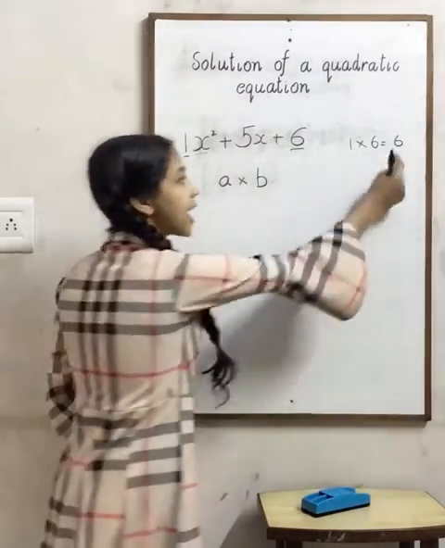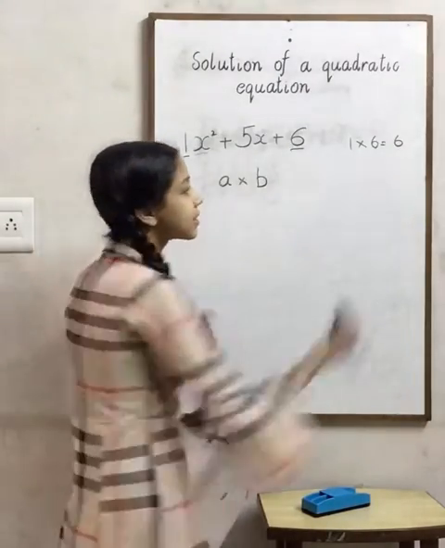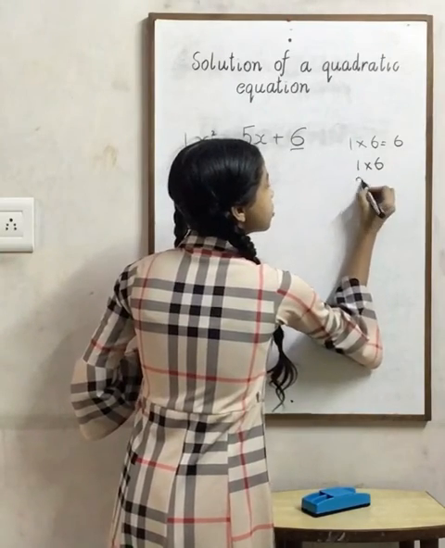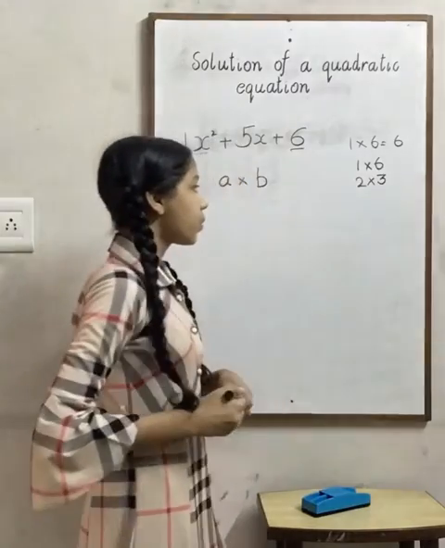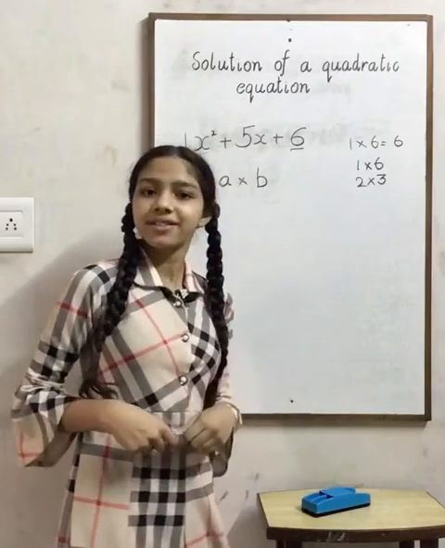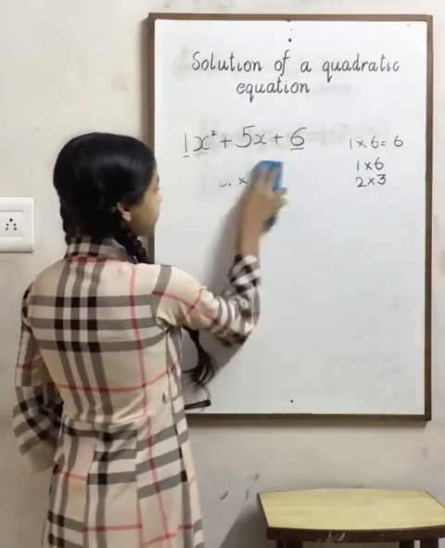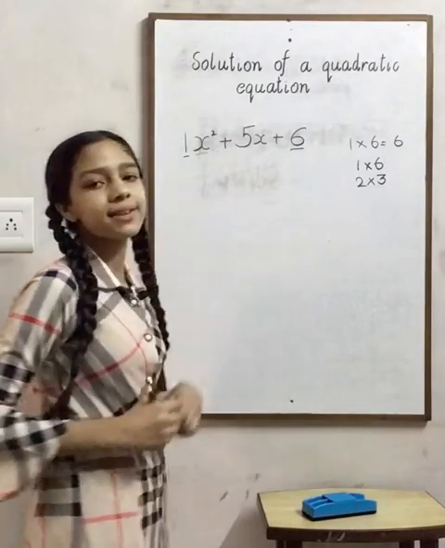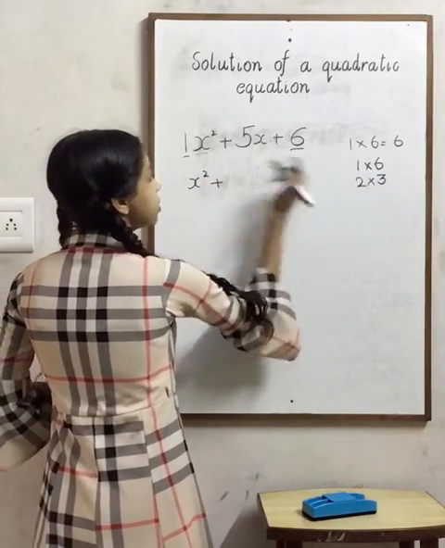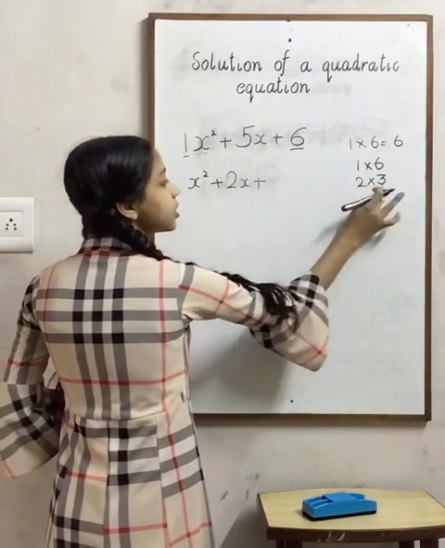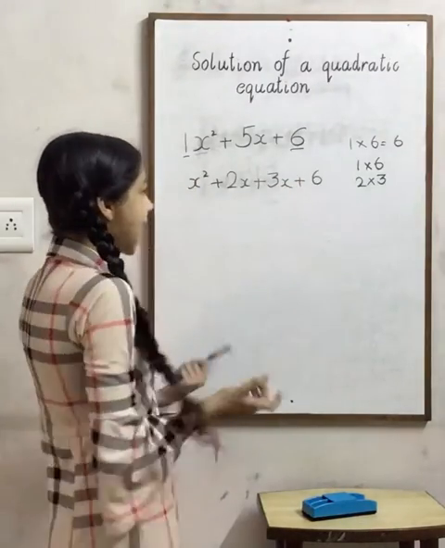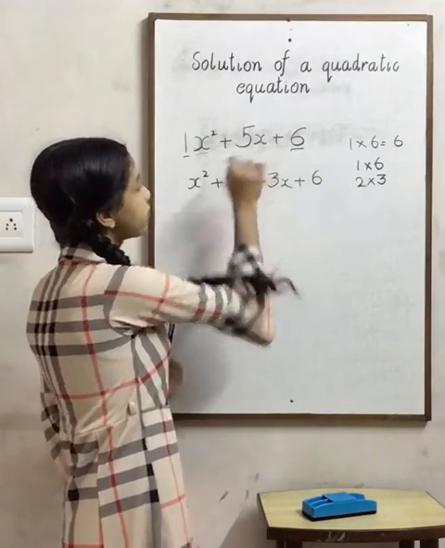So let's find the factors of 6. The factors of 6 can be 1 multiplied by 6 and 2 multiplied by 3. So it clearly shows that by adding 3 and 2, the answer is 5. So instead of writing 5x here, we can also write x square plus 2x plus 3x plus 6. Because by adding 2x to 3x, the answer is 5x.